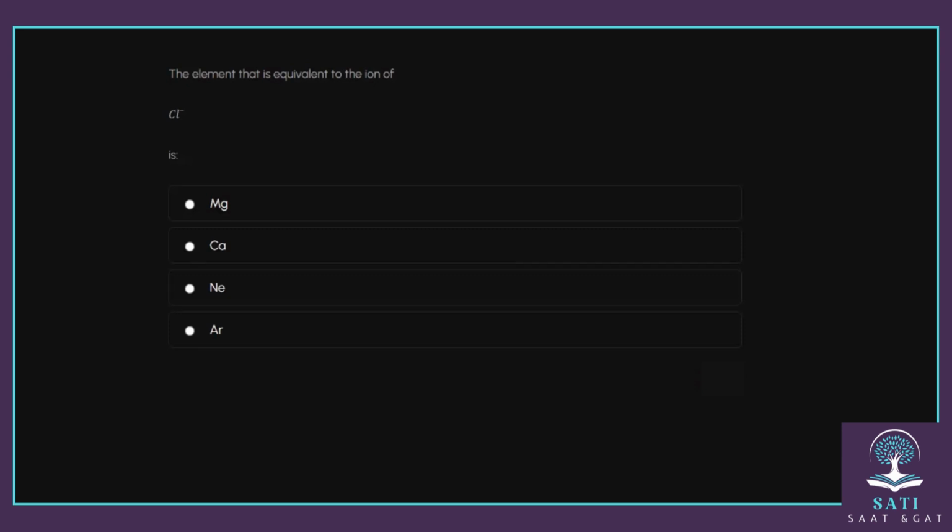The element that is equivalent to the ion of chlorine. Okay, here is chlorine, and this is the ion. That means it is Cl negative, as you see it. It is Cl, and here is negative. Okay, chlorine, and you need to memorize the halogens.